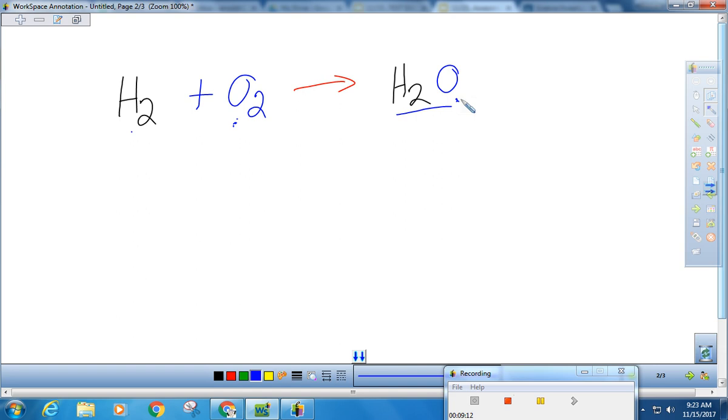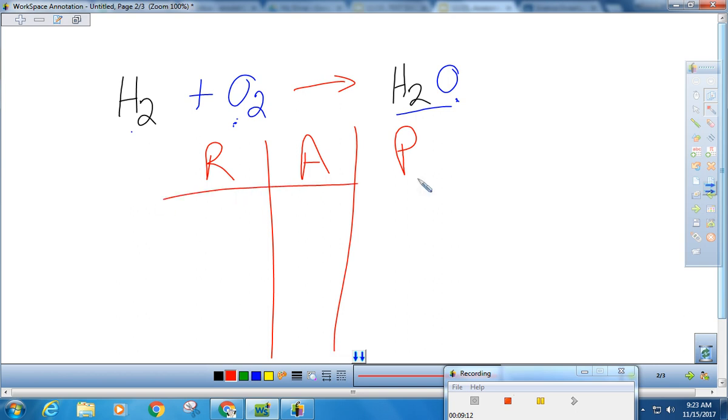So what we're going to do is set up what we call the RAP table. The RAP table is pretty easy. You have R, A, P, I know, really exciting stuff right here, RAP. What do you think the R is standing for? It's the reactants. It's on the left-hand side. What do you think the P is standing for? Products. It's on the right-hand side. What do you think the A is representing? It's the atoms or the elements that are in the actual process.